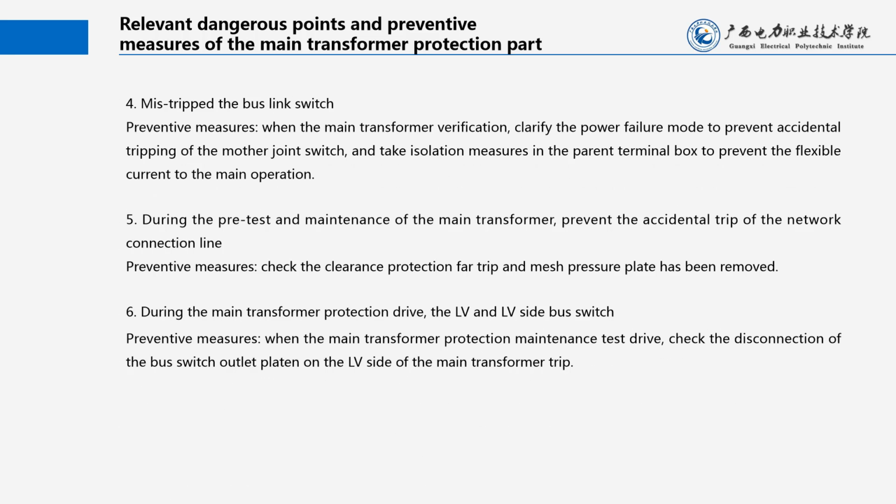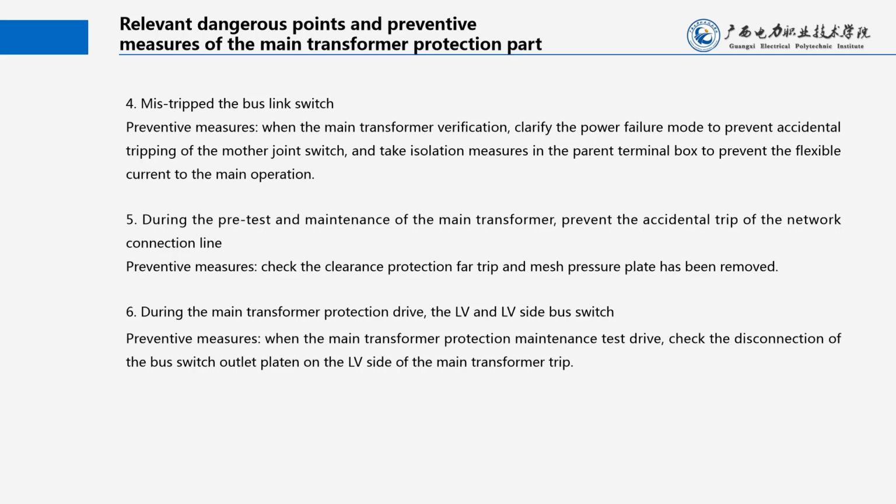4. Mistrip the bus link switch. Preventive measures. When the main transformer verification, clarify the power failure mode to prevent accidental tripping of the bus link switch, and take isolation measures in the bus link terminal box to prevent the flexible current to the main operation. 5. During the pre-test and maintenance of the main transformer, prevent the accidental trip of the network connection line. Preventive measures. Check the clearance protection FAR trip and mesh pressure plate has been removed.